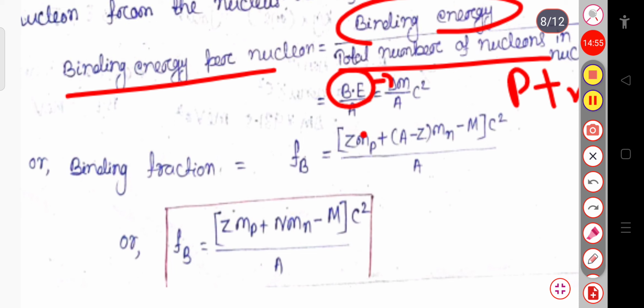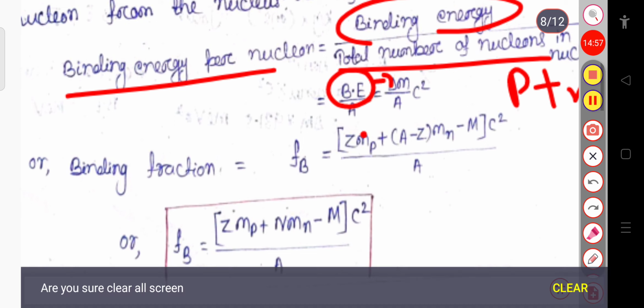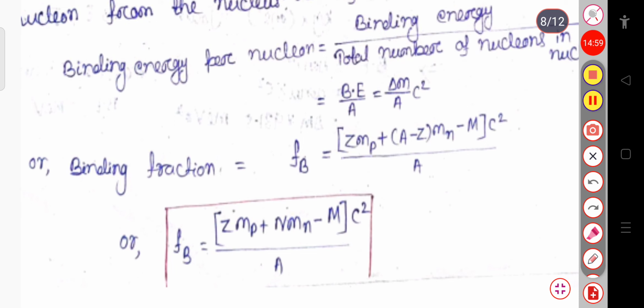So this will be divided by A, and again, this binding energy per nucleon, also known as the binding fraction, is denoted as small f subscript b. That is the binding fraction.